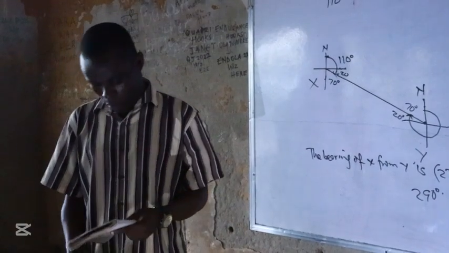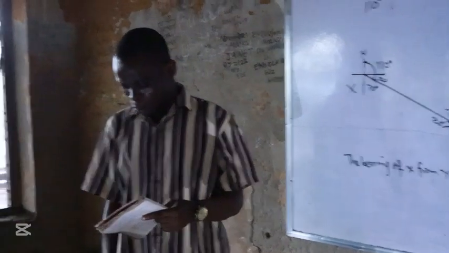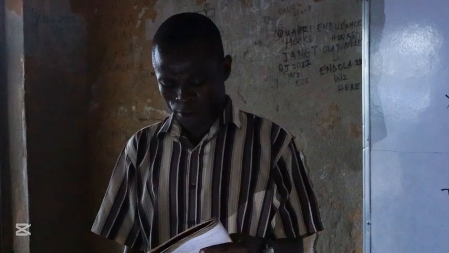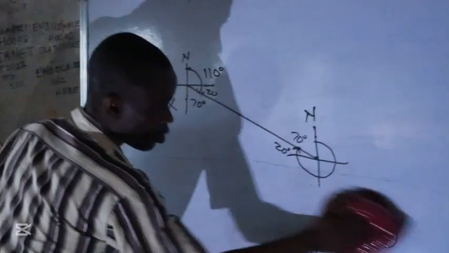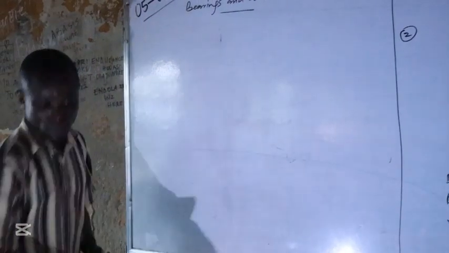Example 2. If the bearing of A from B is 247 degrees, find the bearing of B from A. Find the bearing of B from A. Now look at this one too.